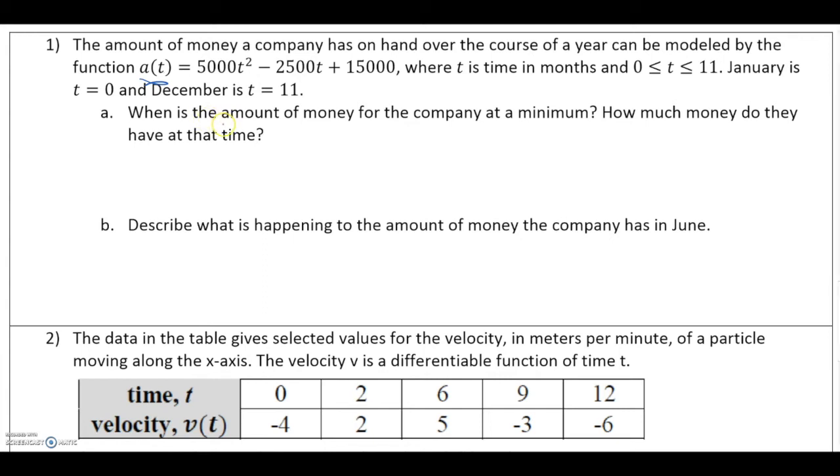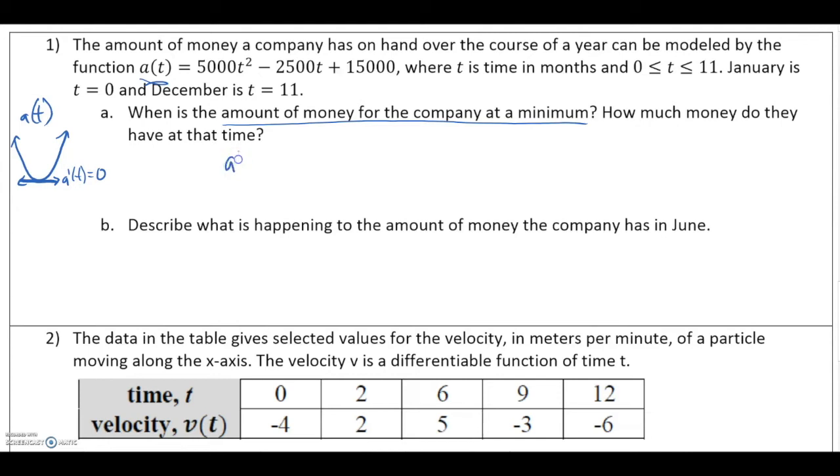So we want to know when the amount of money for the company is at a minimum. Well, it's just like the problems we've been looking at where we talk about things like max height when something's in motion. And the idea is, think about your A of t function. It's a quadratic function, so it would be a parabola. And the only way I could have a minimum for that function is when my slope is 0.